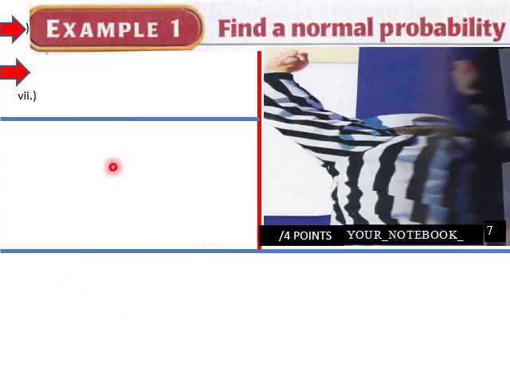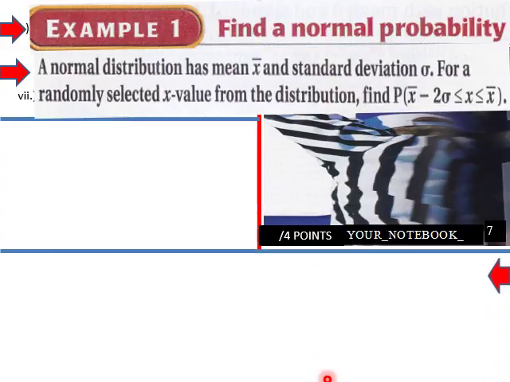Here's the mean, 1 standard deviation and 2 standard deviations to the left, or less than the mean. So when you add the percentages up here, you get 47.5% probability of that happening.